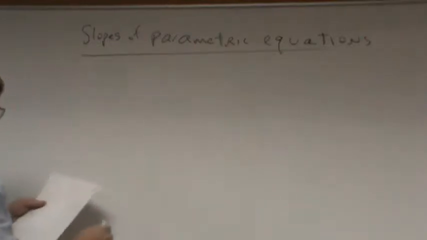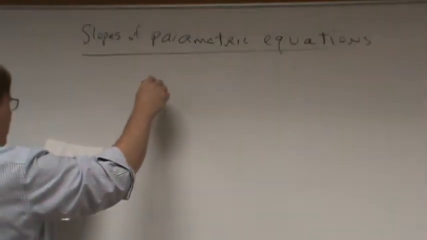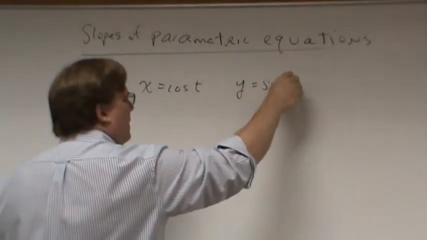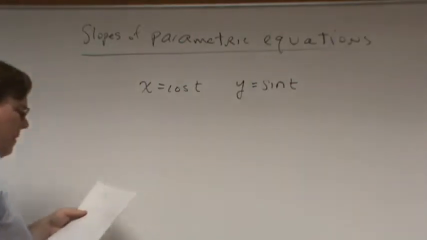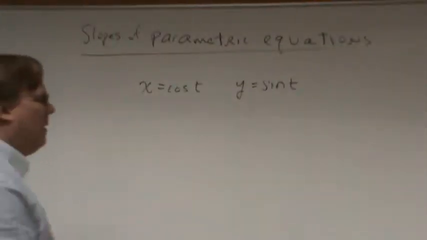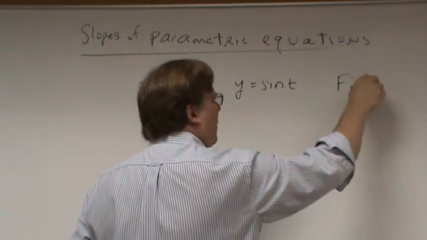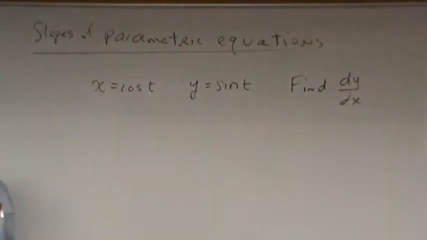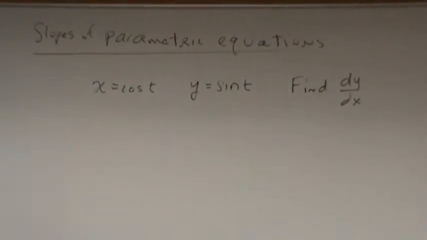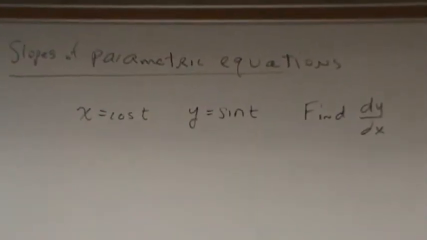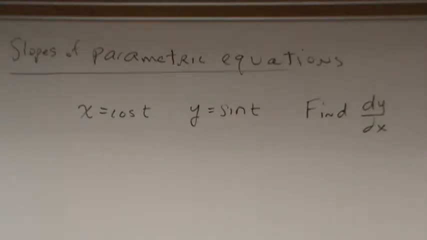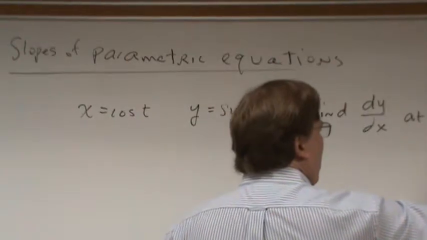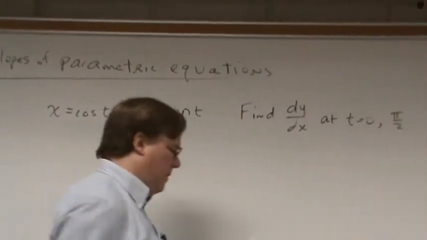Let's say I gave you this. Let's say I told you x equaled cosine t and y equaled sine t. And I wanted you to find dy dx. That is, I want you to give me an expression for the slope of that curve at all points. In fact, I'll give a couple of points at t equals 0 and t equals pi over 2. Find the slope of those 2 points.